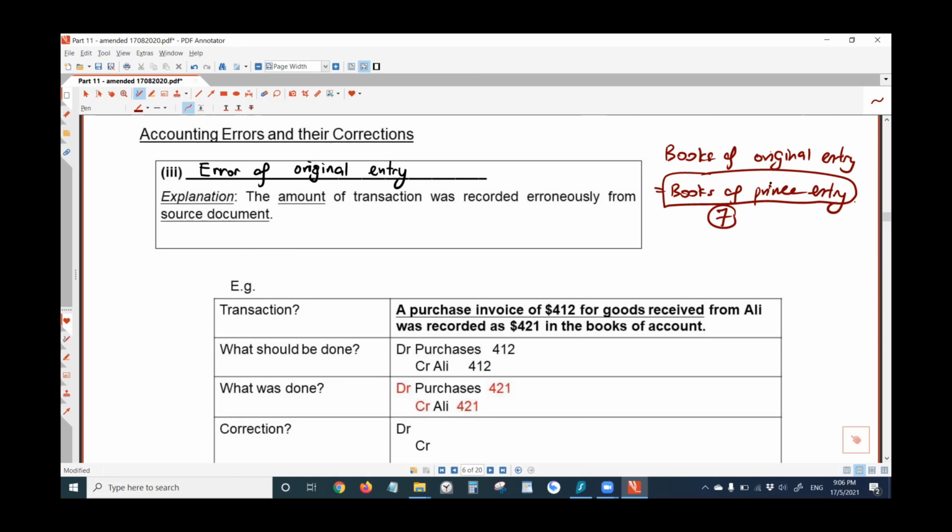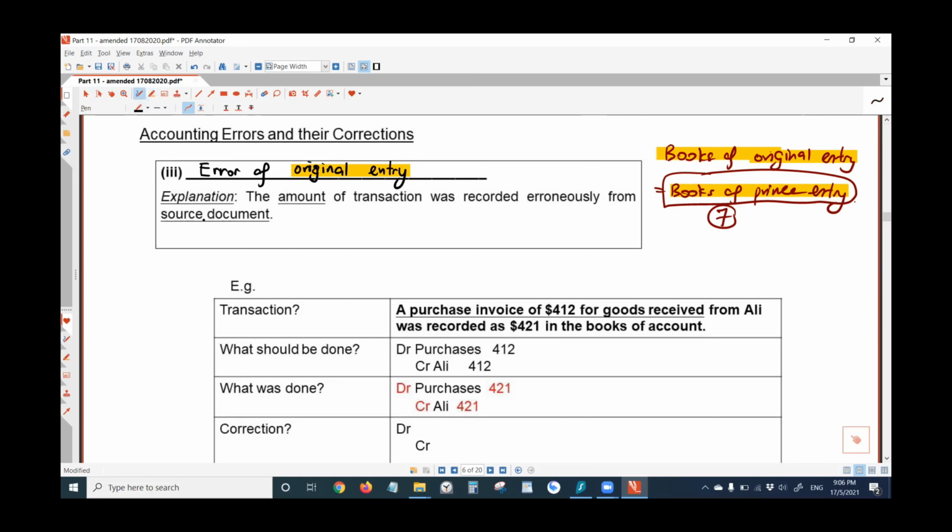So that's how this name of error comes about. Error of original entry means you must have made some mistake in the book of prime entry. That means when you record something into the book of prime entry, you have recorded wrongly. Because prime entry means original entry, they are synonyms to one another. So that's the reason this error has the name error of original entry.